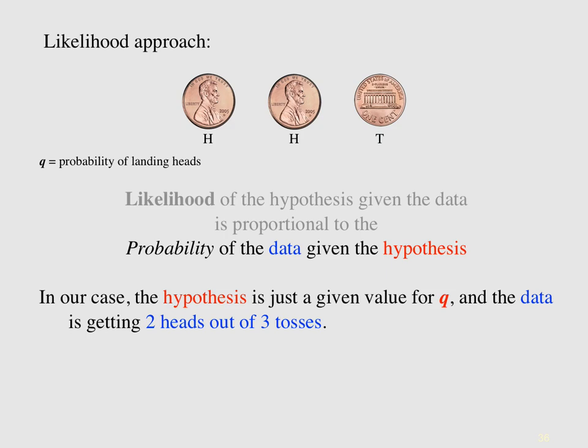In our case, the hypothesis is just a given value for Q. So I predict Q is 0.5. That's my hypothesis. And the data is getting two heads out of three tosses. Those are the data I see. So likelihood is the probability of getting two heads out of three tosses given that Q is 0.5. Let's make the assumption that Q is 0.5. What's the probability of observing these data?